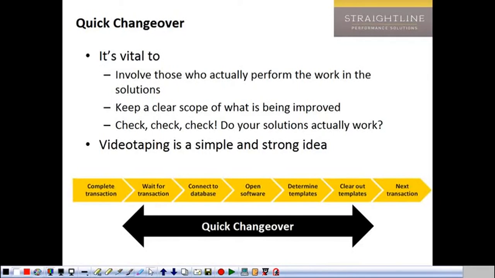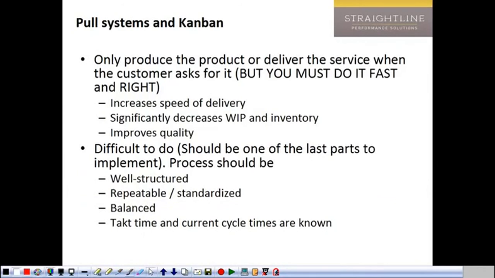Quick changeover can really be an excellent idea. I have in here videotaping is also very helpful. Sometimes we don't really see what we delay on. So it's a simple and strong idea. I understand there are many different legal obstacles to that sometimes, but if you can do it, it can be very, very helpful.